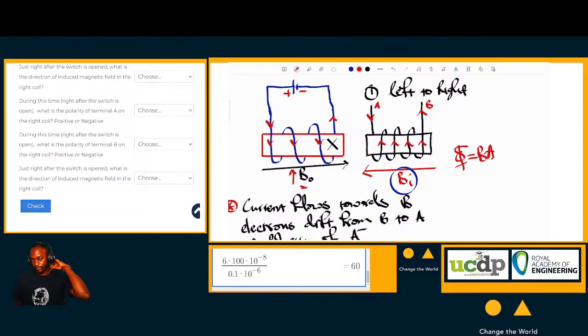It's to the left. Okay. Prince says to the left. How about Mpunzima? What do you think? Look at it carefully and check what the question says. Right after the switch is opened, what is the direction of the induced magnetic field?